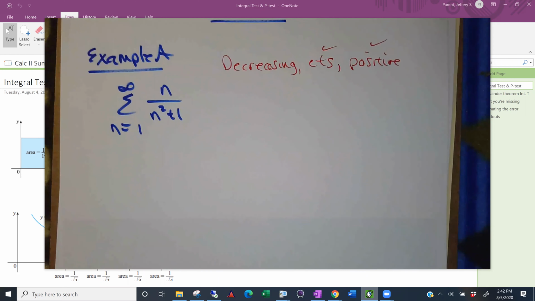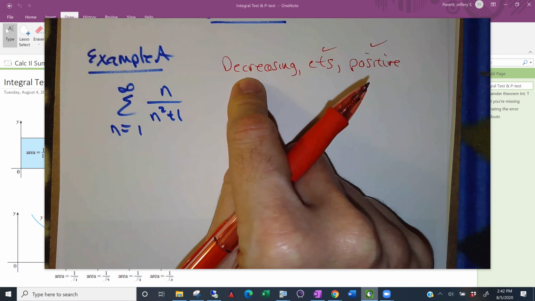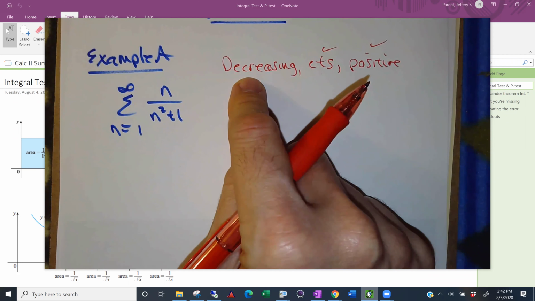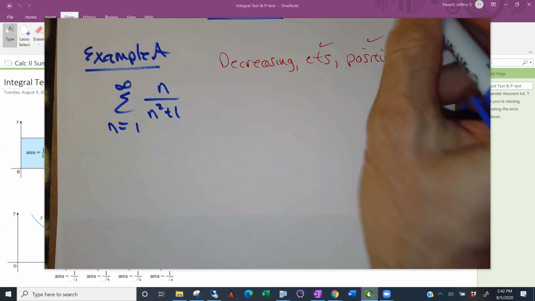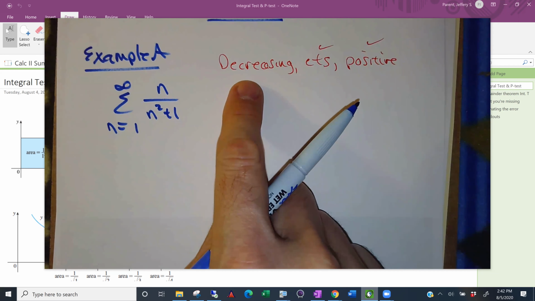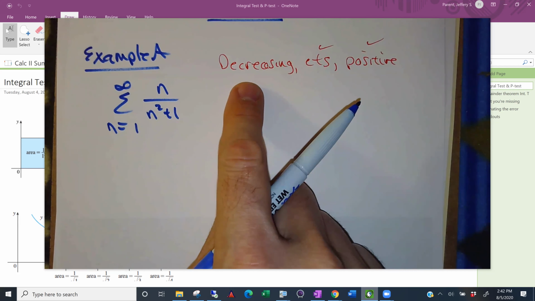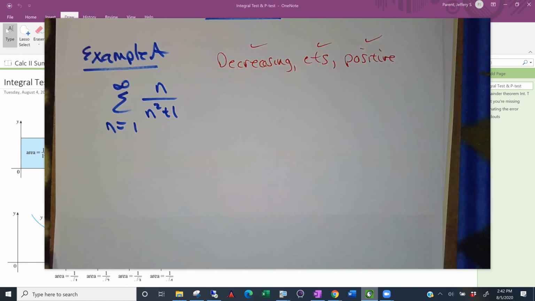How would you show something is decreasing? What could you do? Show that a function is decreasing. Well, you can look at its derivative. What has to be true of the derivative to show that something is decreasing? Less than 0. Yeah, it has to be less than 0. And that's going to be true as well for this particular example.